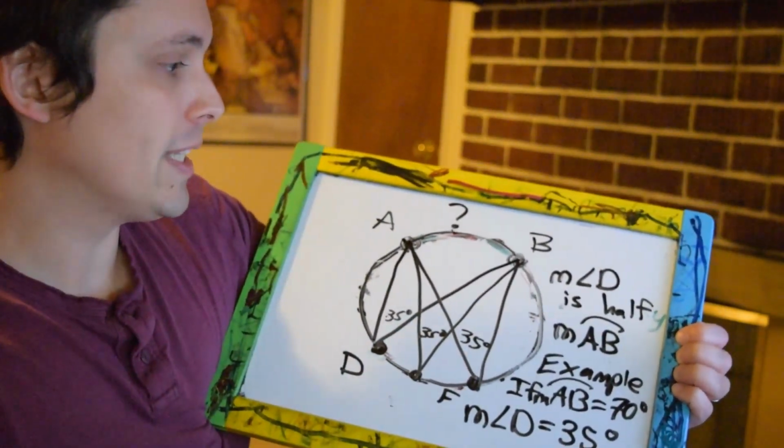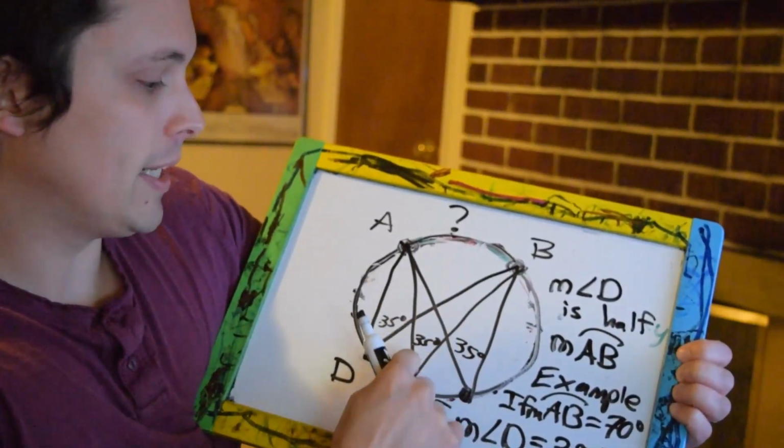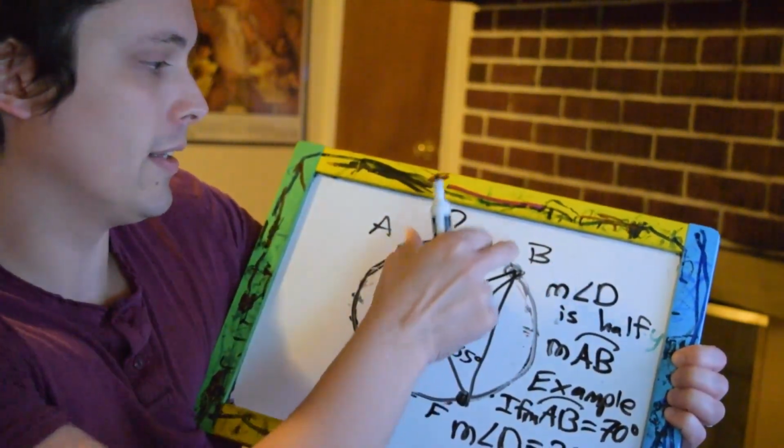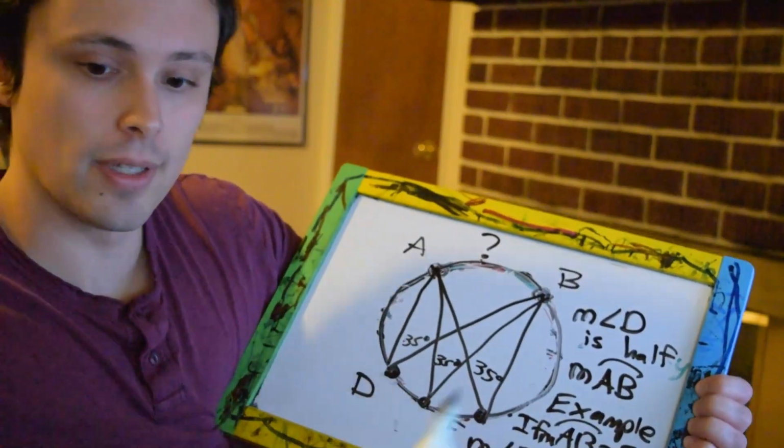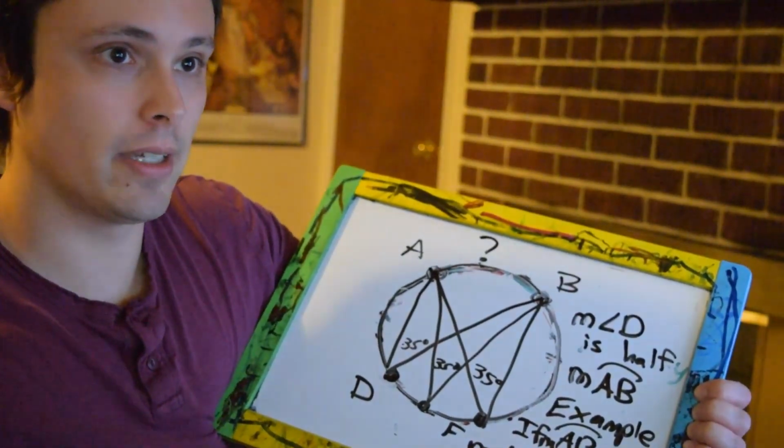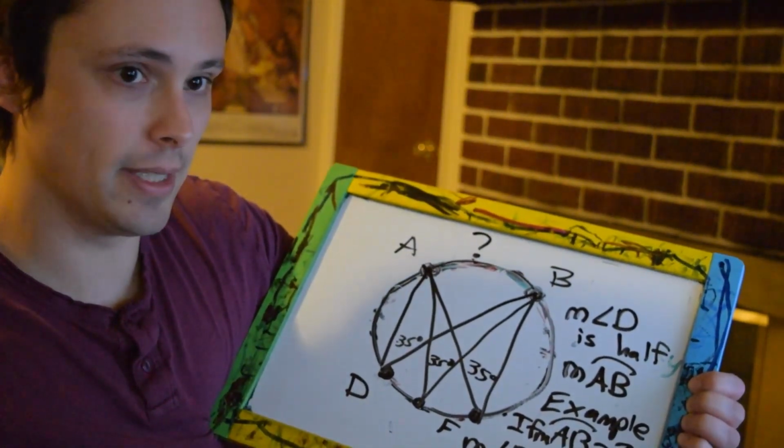All right, so we've proved that the measure of an inscribed angle is half of the arc that it is connected to. I'll give you guys some problems to solve, and I'll give you solutions to them in the next video.